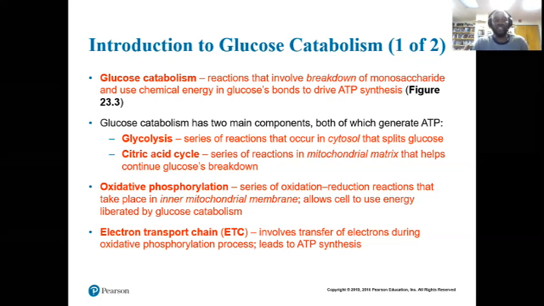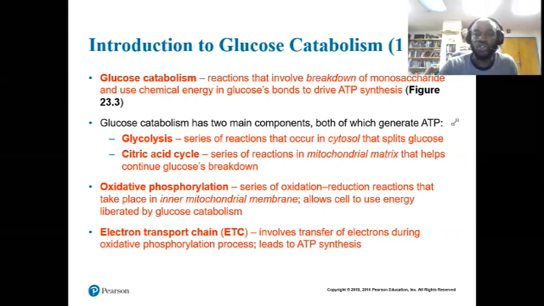Oxidative, remember, to oxidize, lose electrons, oxidative phosphorylation, add a phosphorus, phosphorylation, a series of oxidation and reduction reactions, remember, losing electrons, gaining electrons, takes place in the mitochondria and allows the cell to use energy from the glucose catabolism, from the breaking apart of the glucose. And then we have what we call the electron transport chain, which also is part of the oxidative phosphorylation process, which leads to ATP synthesis, transferring electrons, movement of electrons, energy, work.